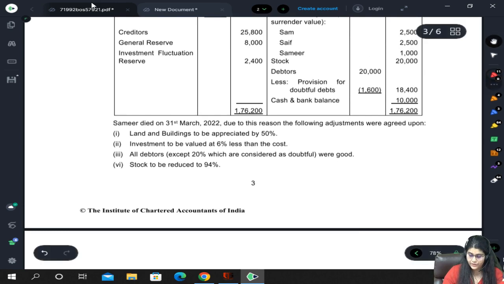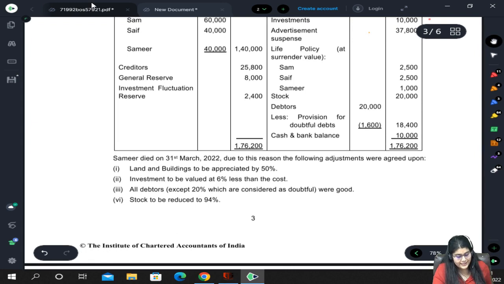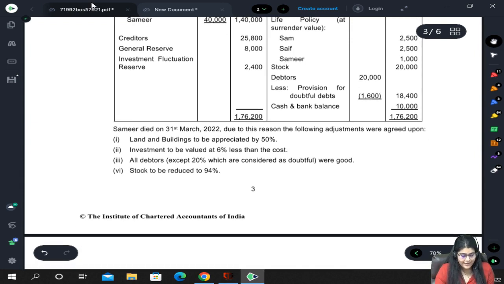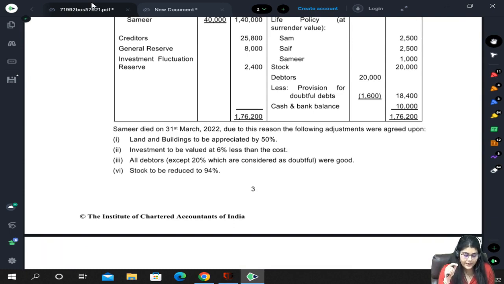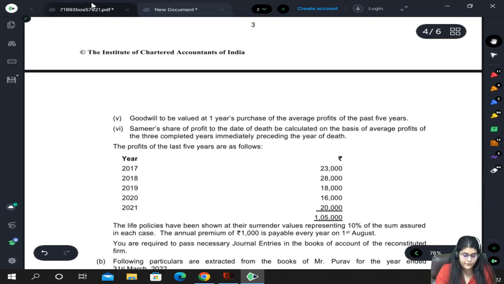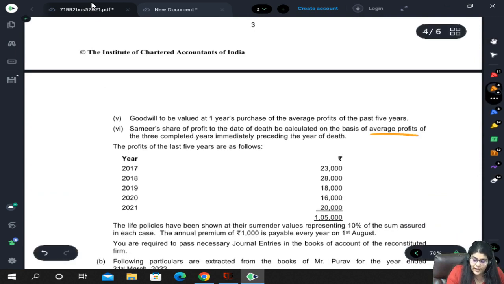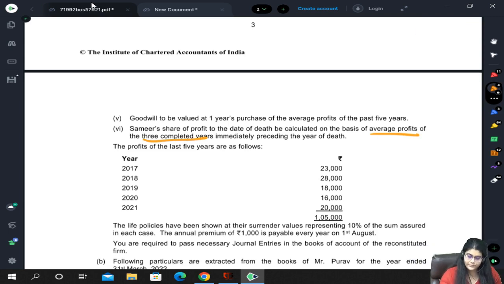Land and building to be appreciated by 50%. Investment to be valued at 6% less than the cost. All debtors except 20%, which basically means 20% provision has to be made, and the remaining should go as normal debtors. Stock to be reduced to 94%. Goodwill to be valued at 1 year's purchase of average profits of past 5 years. Samir's share of profit to the date of death to be calculated on the basis of average profits of 3 completed years immediately preceding the year of death.